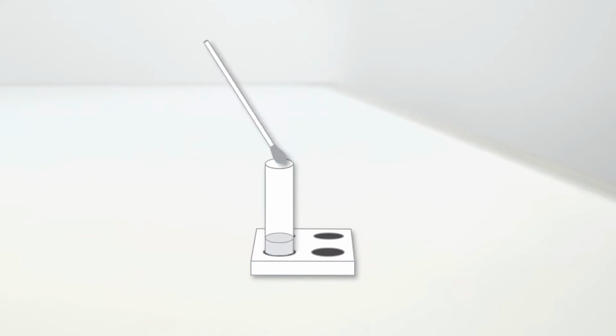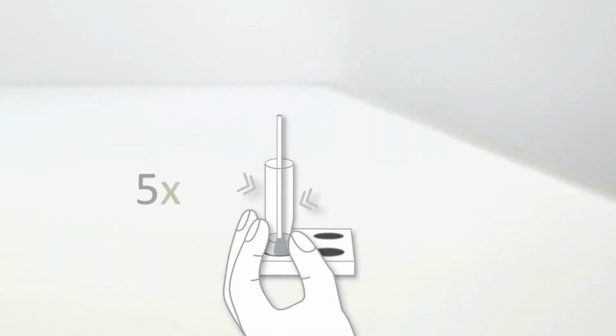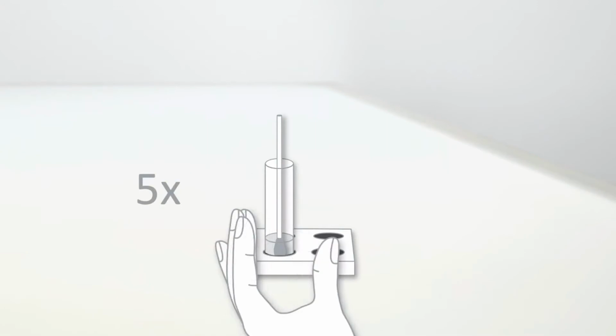Insert the swab with the collected specimen into the tube. Swirl the swab and squeeze it by compressing the swab and extraction tube 5 times. When removing the swab, squeeze out as much liquid as possible.